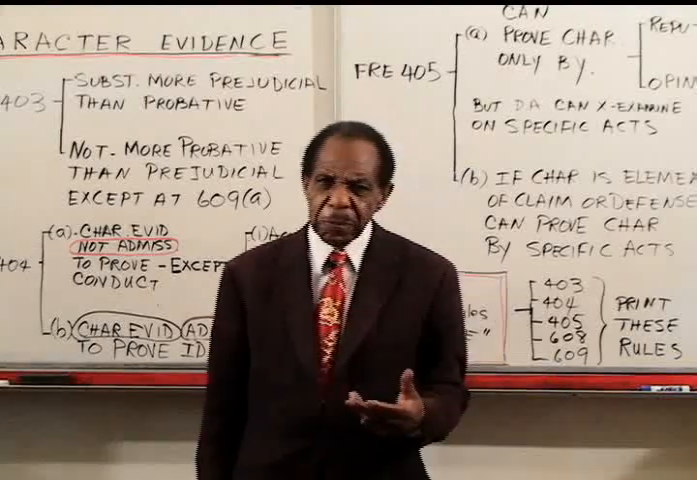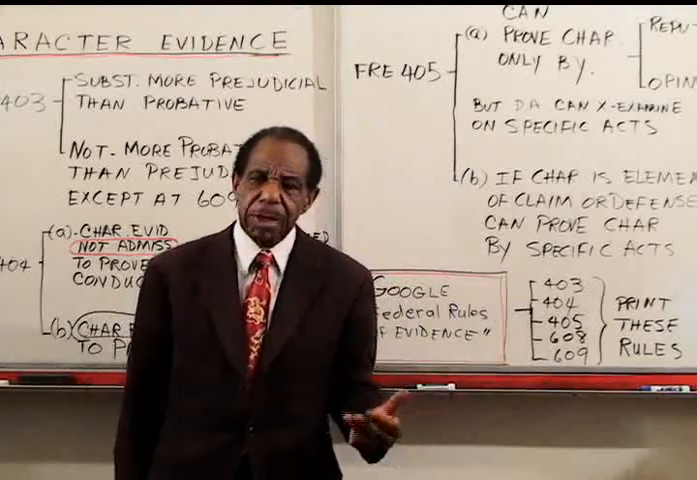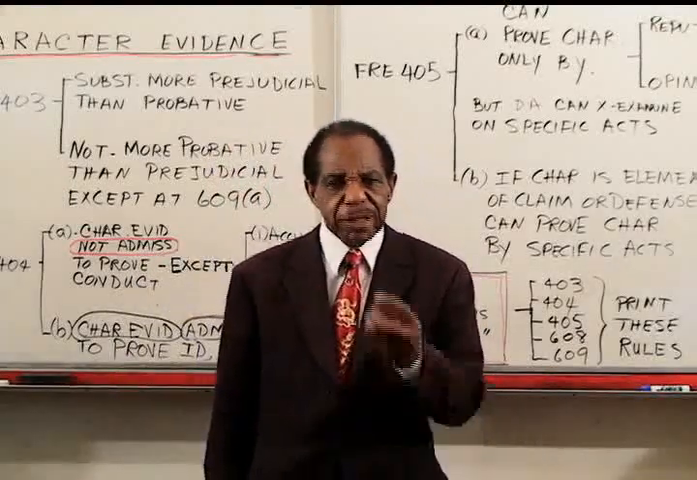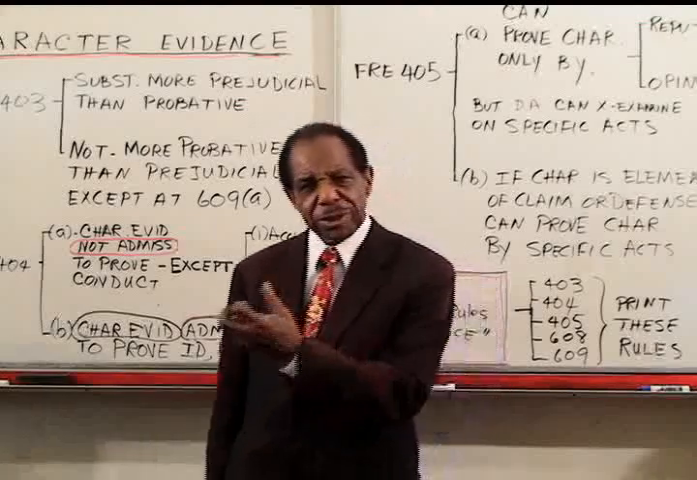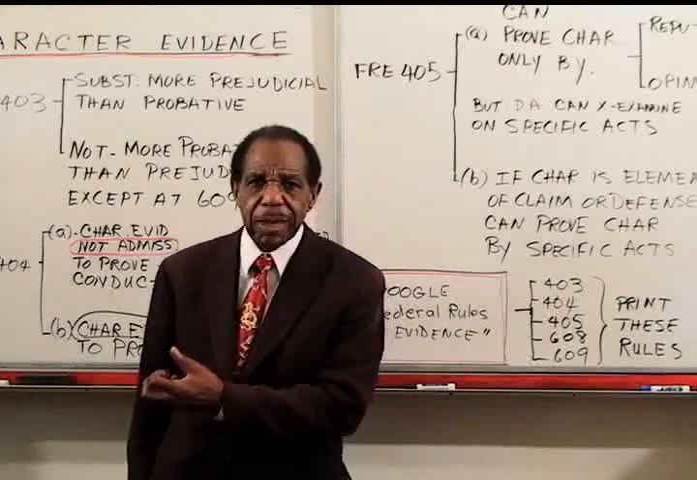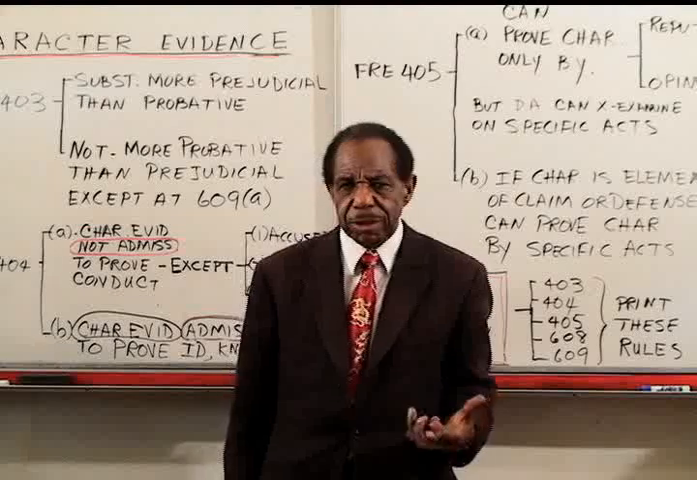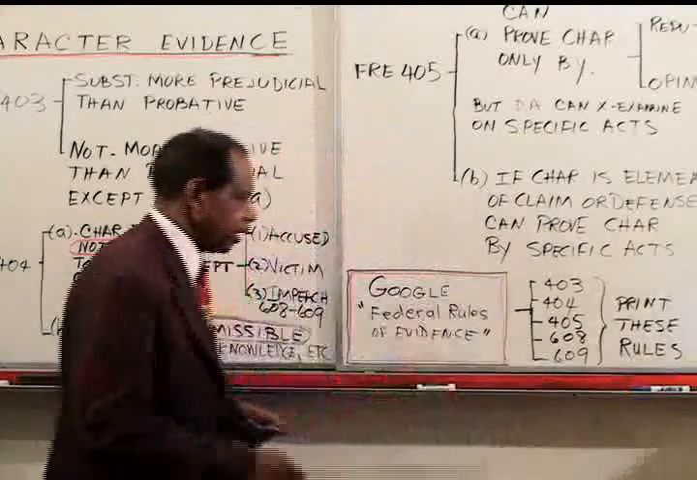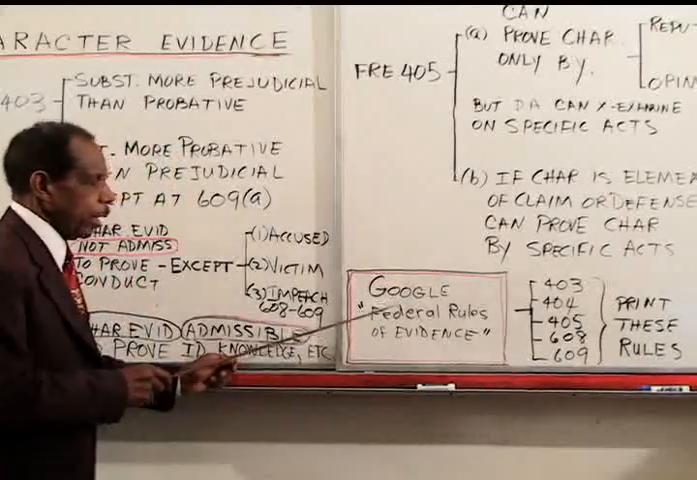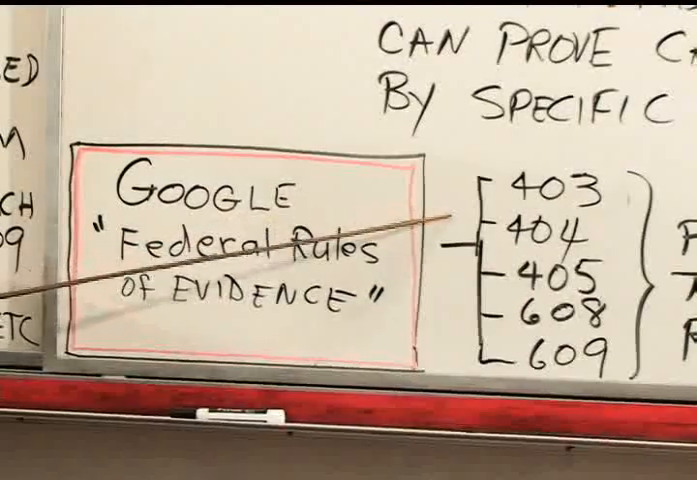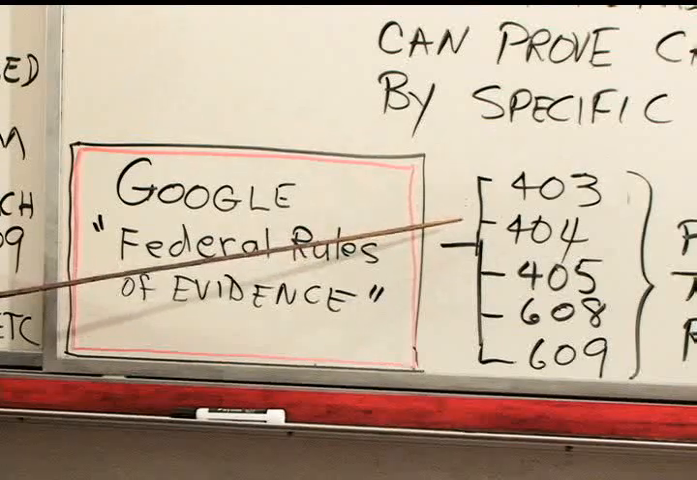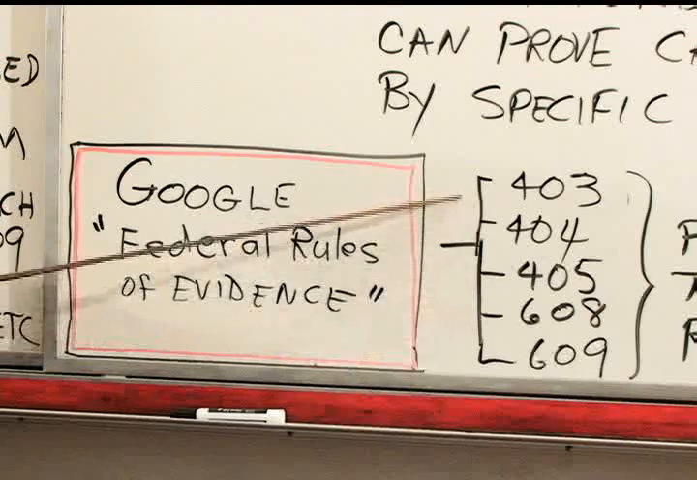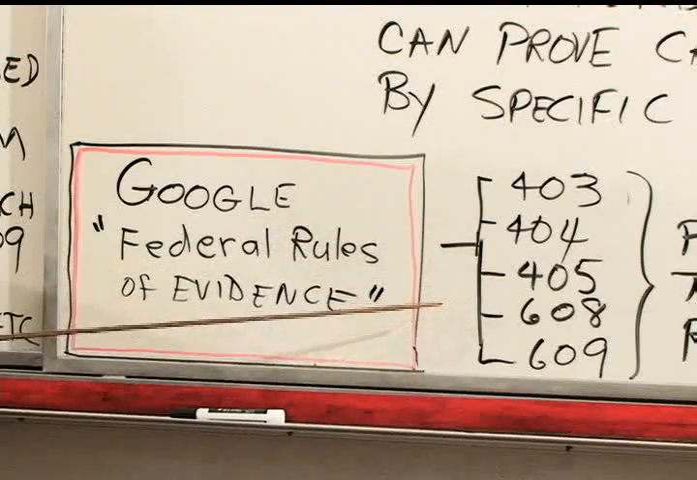But the problem is that there are a number of exceptions, and in those exceptions where you can offer character evidence, there are limitations on the form it can take, reputation or opinion. And we need to know when you can use it, what the exceptions are. Now, character evidence is regulated by these code sections here, and we want to know what these code sections mean. And if we want to know what they mean, we need to begin with what they say.